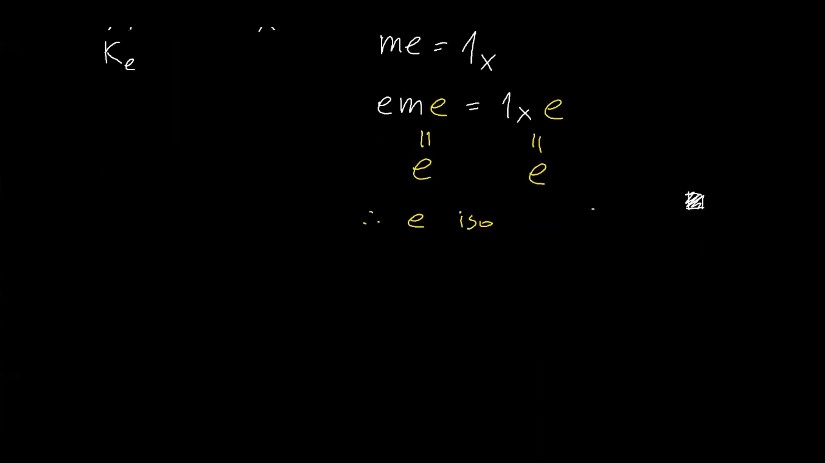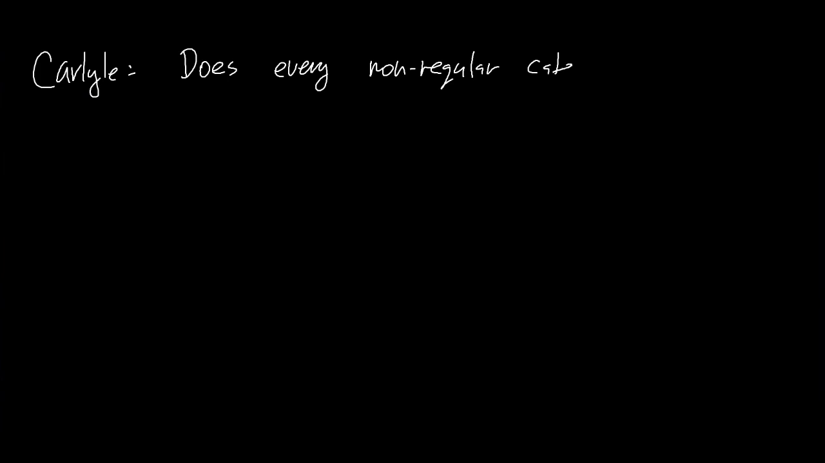Okay, so here's an interesting question that Carlyle is asking. Does every non-regular category have a non-iso epimono?